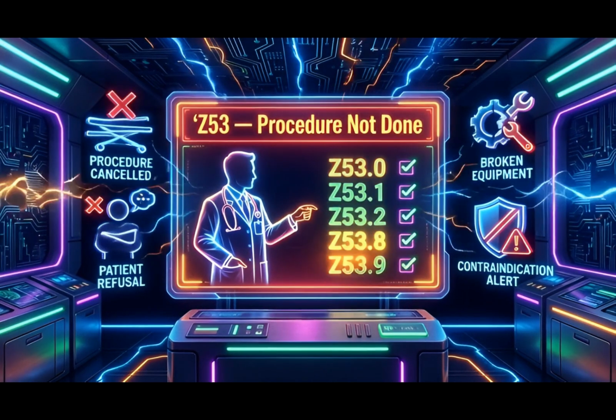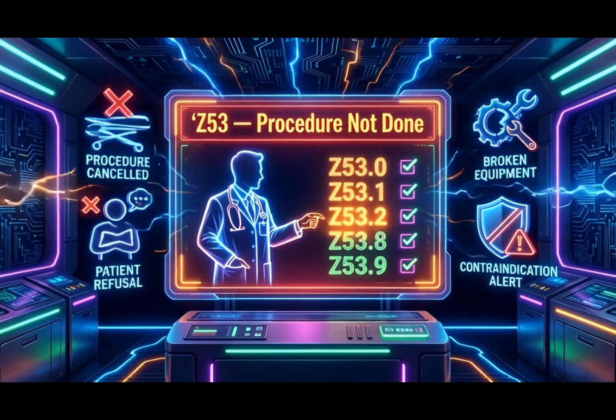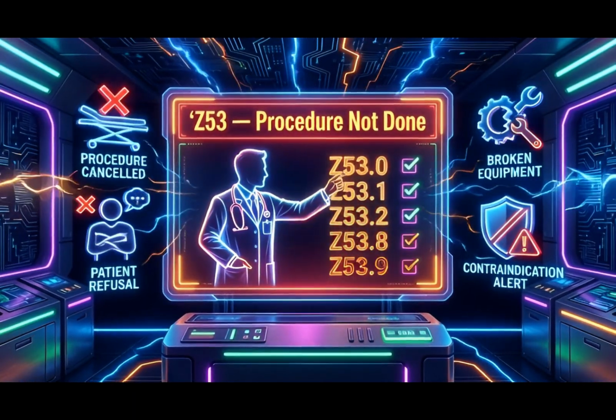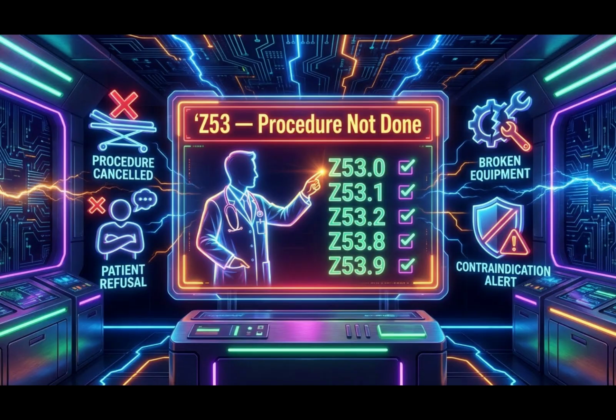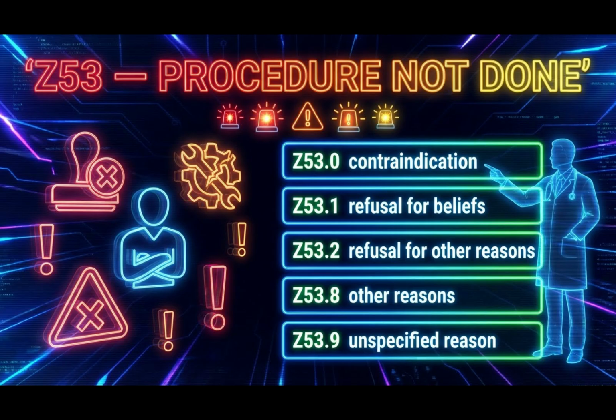This is a small but powerful code. Z53 is used when a planned procedure was not carried out. Examples include surgery canceled due to patient illness, blood test not performed because patient refused, and procedure postponed due to equipment issues. Document why it was not done. That determines the right Z53 code. Please have a look at commonly used codes of this category.